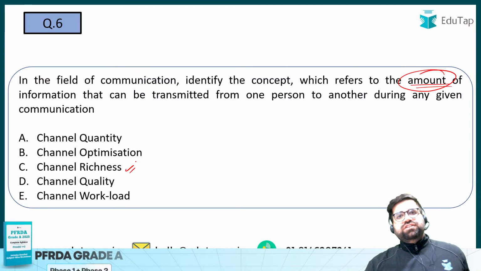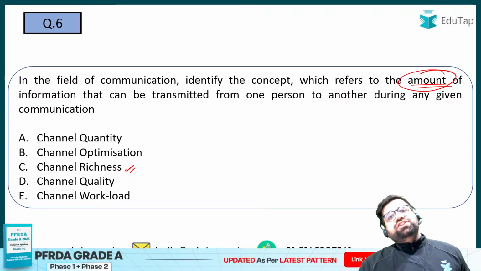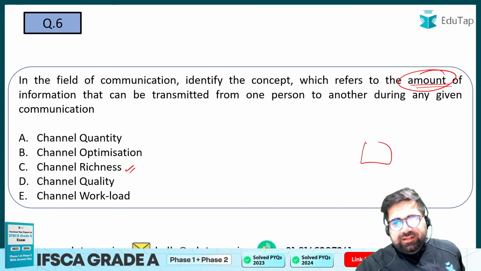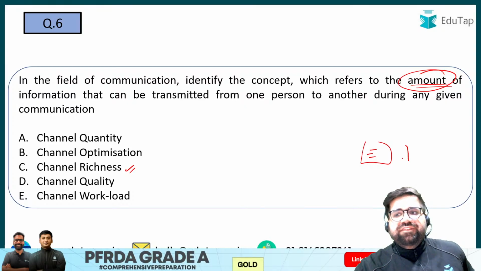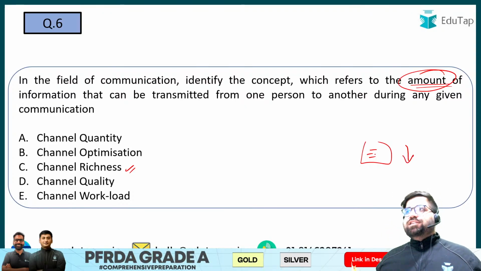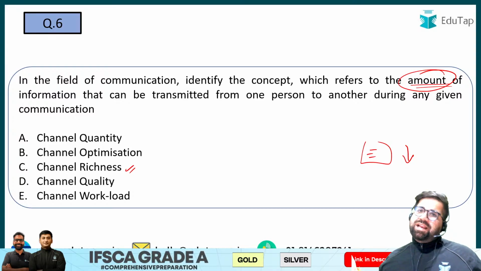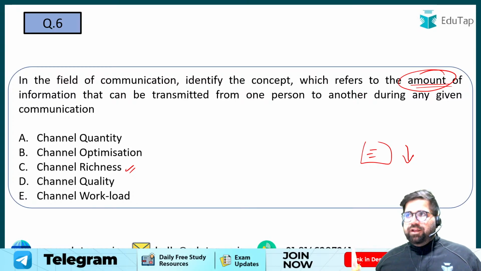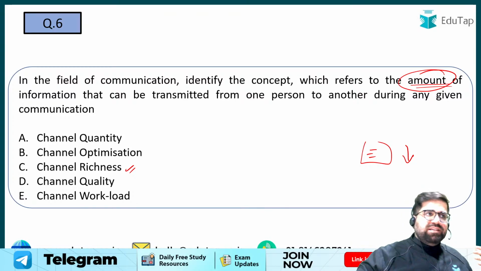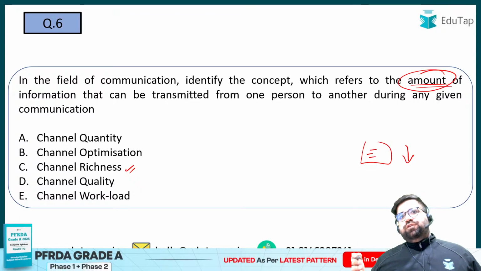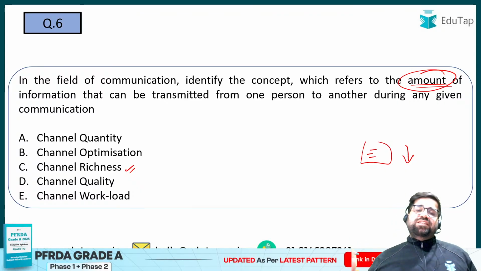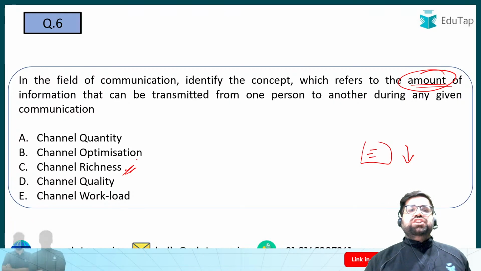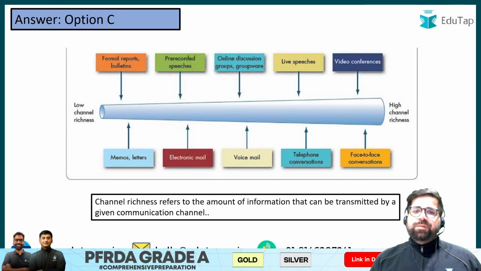Channel richness basically tells you what amount of communication you can do once you choose any medium. For example, if I'm writing letters, then the channel richness will be low. Why will it be low? Because I cannot write 1,000 letters or a lakh letters, right? But if I have to communicate, let's say on a Google Meet or a Zoom Meet, I can definitely call 1,000 or applicants up to 1 lakh also, right? So oral communication has more channel richness vis-a-vis written communication. So channel richness basically tells you how much information you can share. Therefore, the correct answer over here will be option number C.